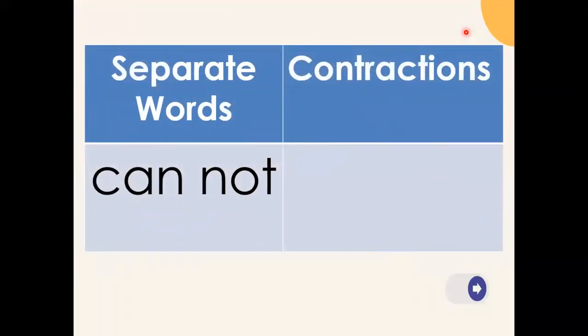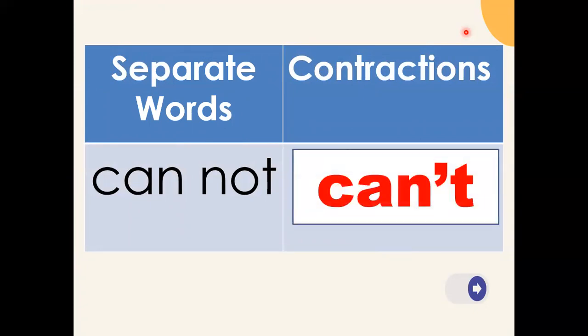Next one. Cannot becomes can't. This one, my dear pupils, is an exemption to the rule. Okay, because we cannot have double letters together. This one, we cannot have the double N together. So we're going to omit the N together with the O and they will become an apostrophe. Okay, remember that one.